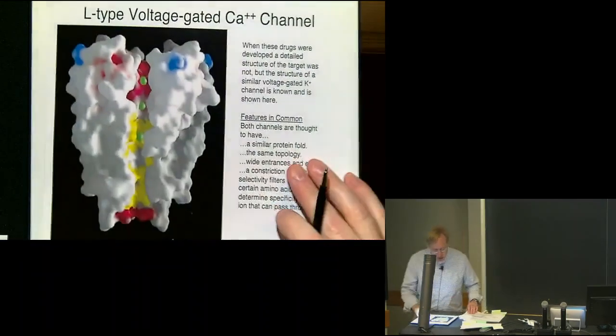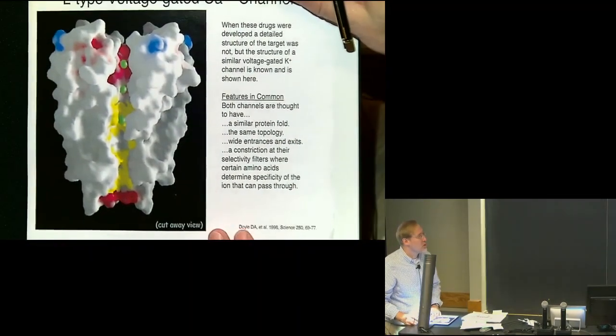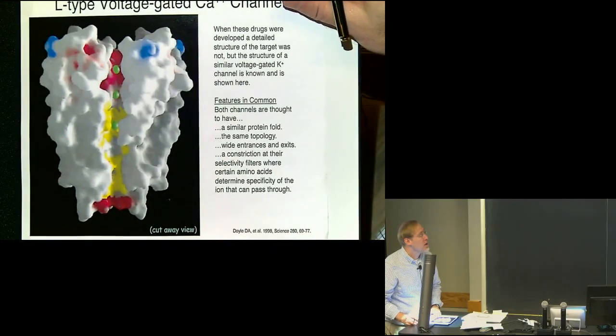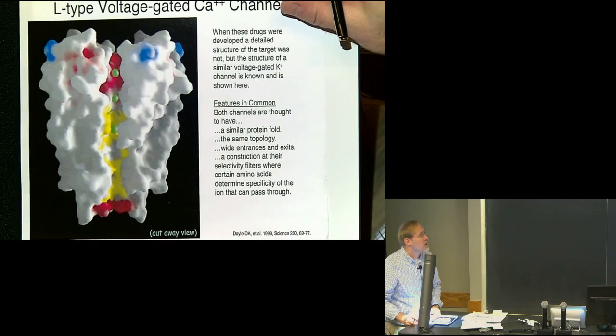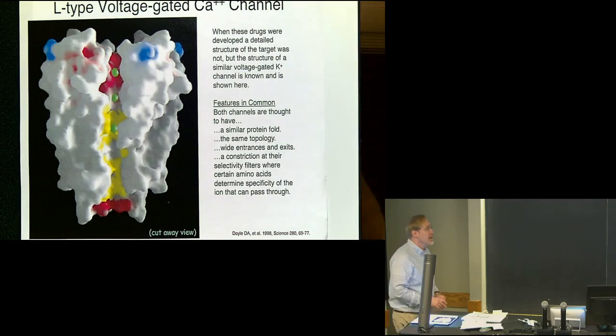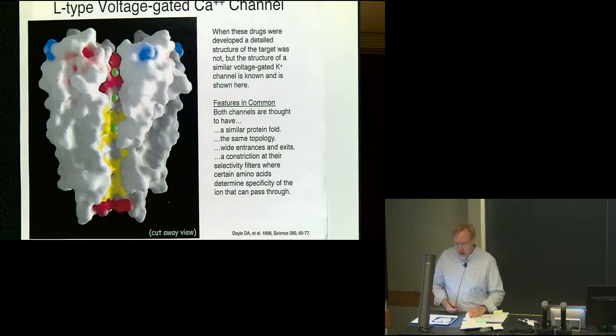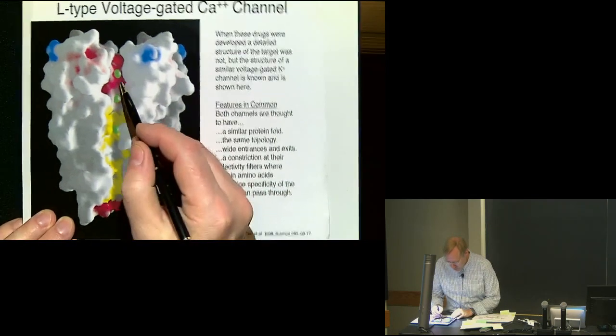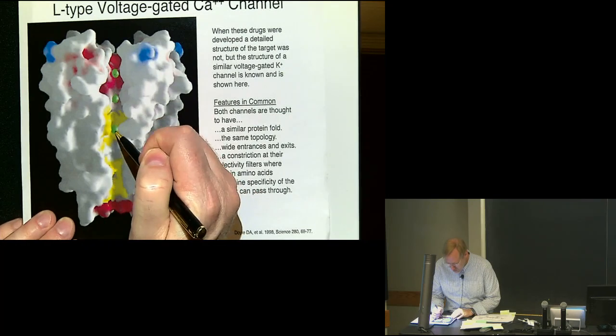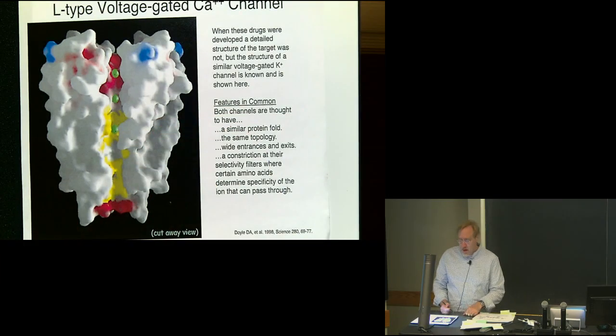There are a bunch of different types, but this one is called the L type. I won't go into the others. But when they were developed, a detailed structure wasn't really known, but there was a structure of a similar protein that allowed potassium ions to come through. Potassium ions here are shown in these green spheres. And that was known and shown here.